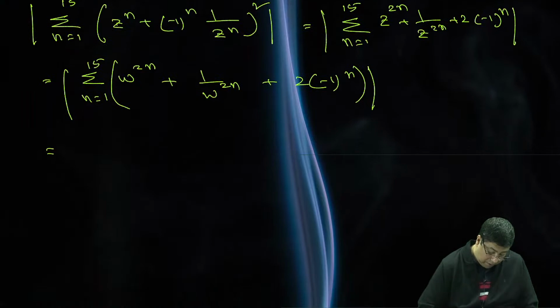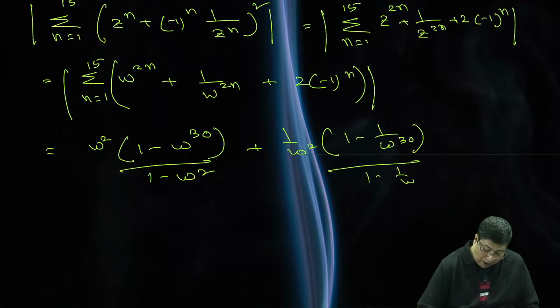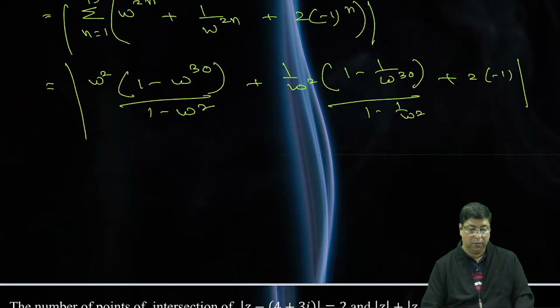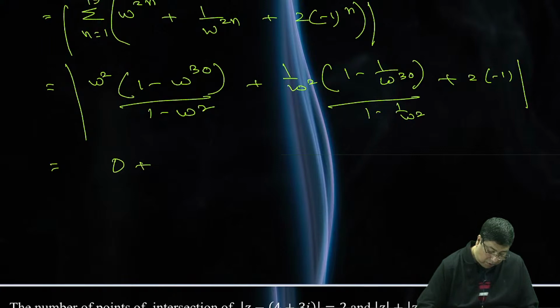we are getting a into 1 minus r to the power n by 1 minus r, plus a into 1 minus r to the power n by 1 minus r, plus 2 into minus 1. It's mod. Next, we can write this as omega to the power 30. Omega cube is 1, so omega to the power 30 is also 1. So this is coming 0. This is coming 0 minus 2. Answer is coming 2.